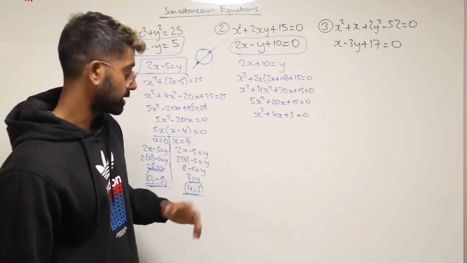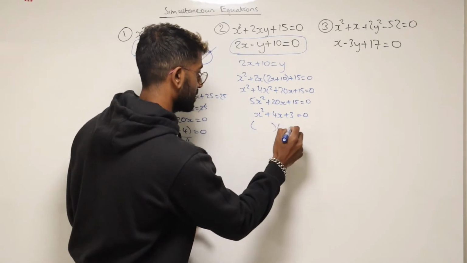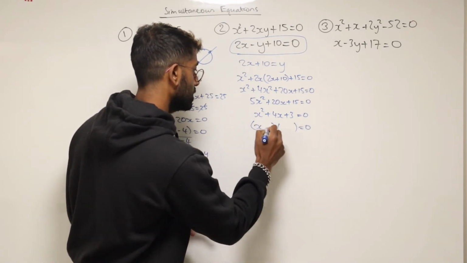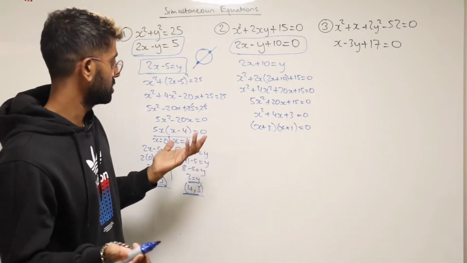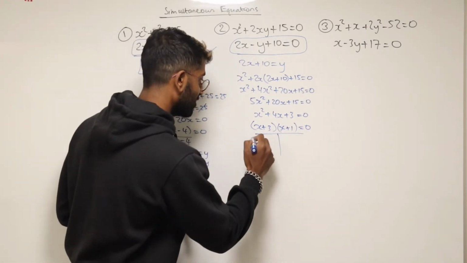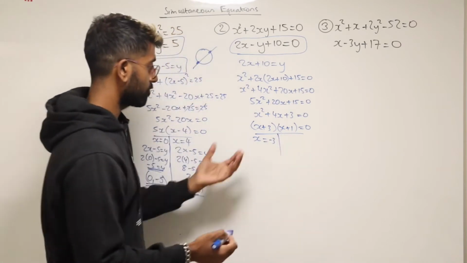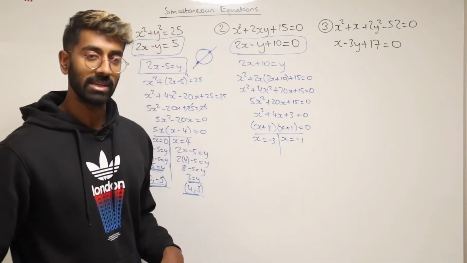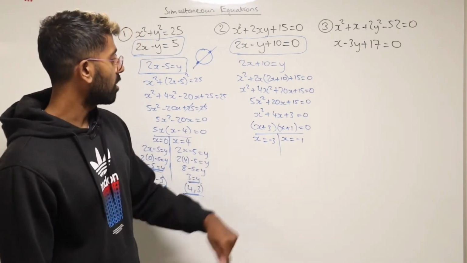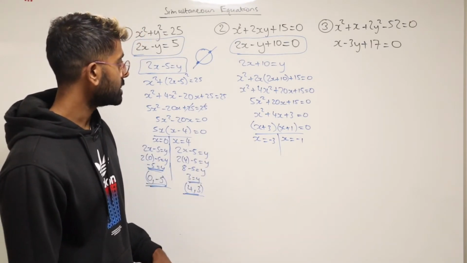This is much nicer. And so to solve this, I think this factorizes quite nicely. We'll have (x plus 3) and (x plus 1). Done. Easy. And then over here, x is going to equal minus 3. And then on this side, x equals minus 1. There it is, done. So we've got our two x values. Now we're not done there.